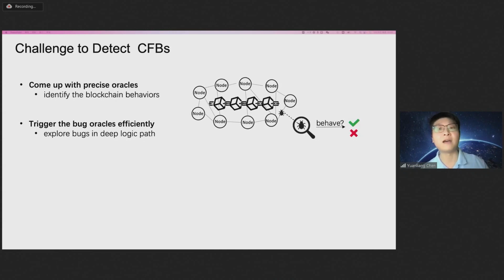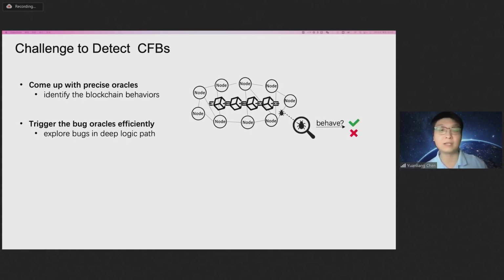To effectively fight consensus failure bugs in blockchain systems, there are two main challenges. The first challenge is to come up with a precise oracle that can identify whether a blockchain system behaves correctly. Blockchain consensus behaviors are complex and dynamic. Even though vulnerabilities are executed, it is hard to find them without precise detectors. The second challenge is that the CFB tends to be hidden in deep logic paths, making it hard to trigger the bug oracle efficiently.